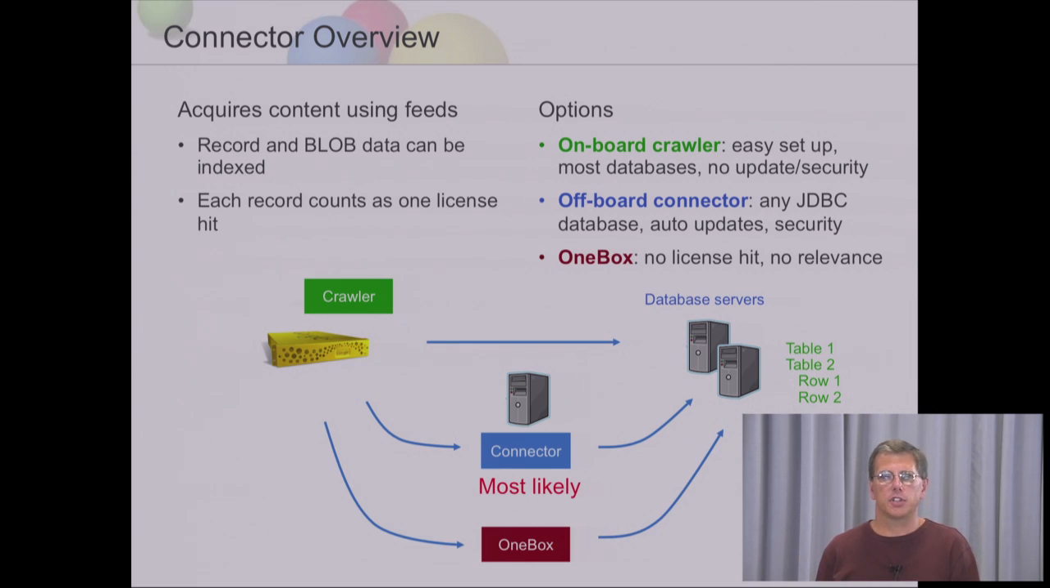The off-board connector is more robust. It handles security. It will handle auto updates. The downside is that the connector still requires one hit against your license for each record. The one-box module, there's no license hit. It doesn't go through and index those documents and determine their relevance. It only displays the one-box results at the top of the page.